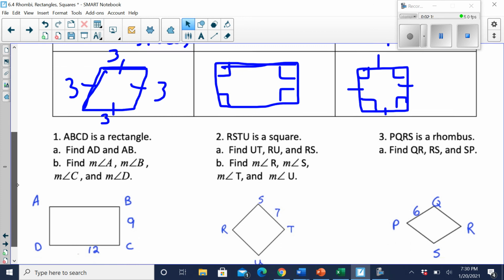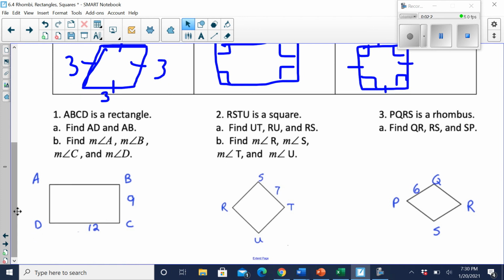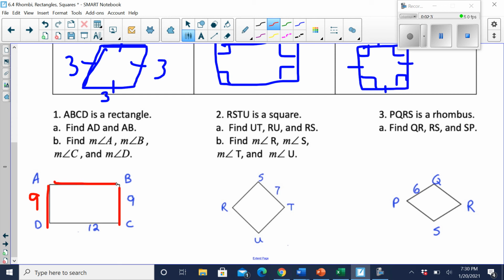Okay, so down here it says ABCD is a rectangle, and part A says that we are going to find AD and AB. So on this rectangle, AD is across from BC. They should have the same measure. This answer would be 9. If they're asking me to find AB, what would AB be the same as? It's going to be the same as DC, so it's going to have a measure of 12. Okay, so that's not anything new. We talked about that with parallelograms.